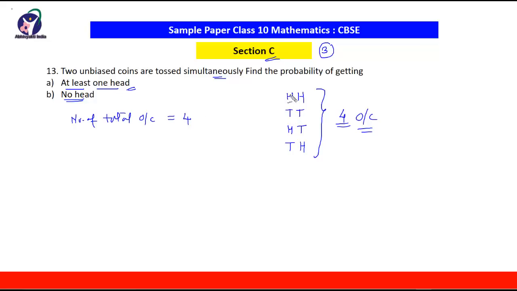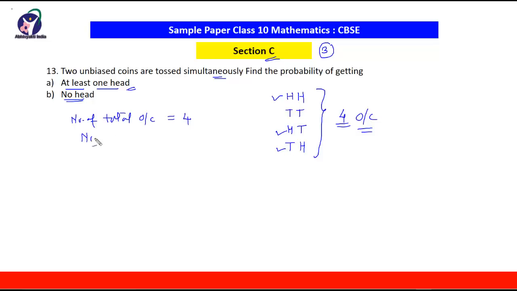So at least one head means कम से कम एक head तो होना चाहिए, एक से ज़्यादा भी हो तो चलेगा, means more than one is okay, but at least there should be one. So here is one head, here is one head, and here is also one head. At least one head, more than one head is okay. So there are 3 favorable outcomes.